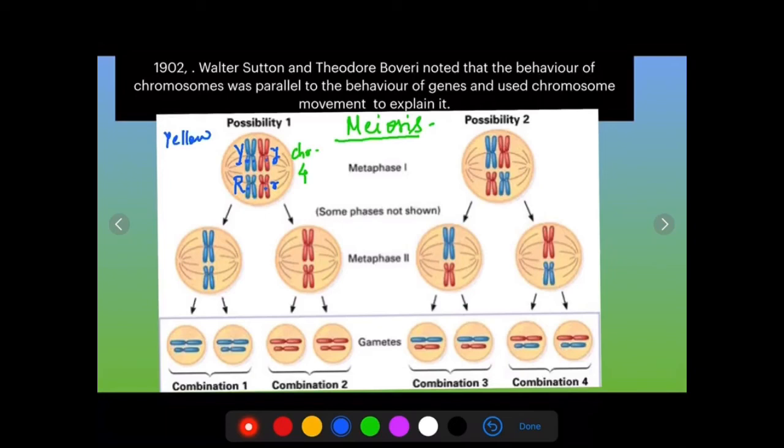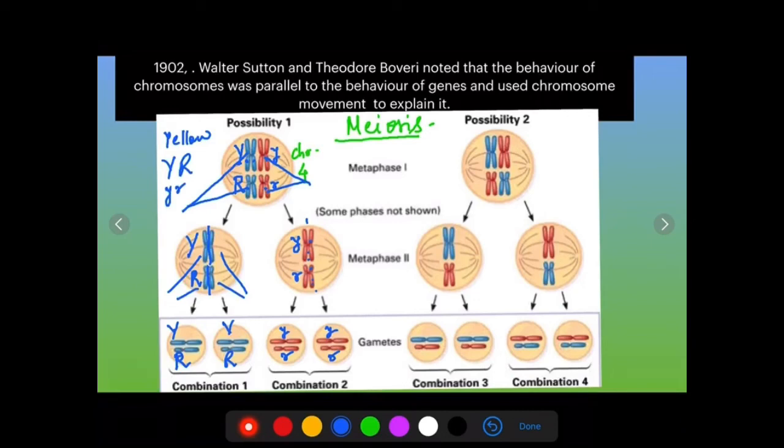During meiosis, this pair segregated to one pole in meiosis 1, and then the centromere split, and this one came to another pole. How? If this contains Y, this contains R, so small y is here and small r is here. Now after splitting of these centromeres, this gets one Y and one R, and here it gets a small y and a small r. So what type of combinations are these? These are YR and yr.